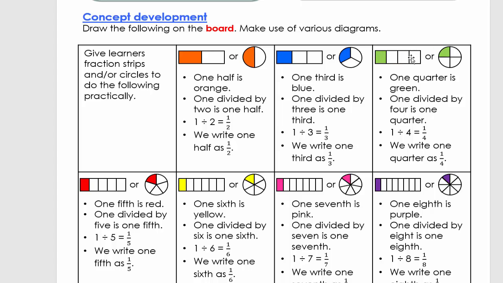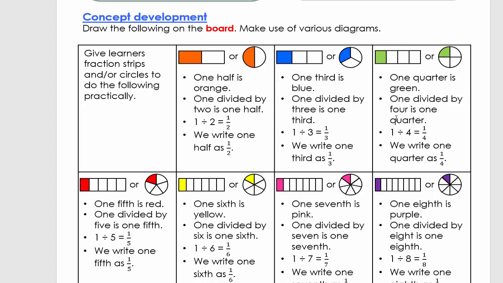Here, this rectangle is divided into 4 equal pieces, and this circle is divided into 4 equal pieces. You can work with the one you like or is the best for you. So we're going to say 1/4 is green. 1 divided by 4 is 1/4.